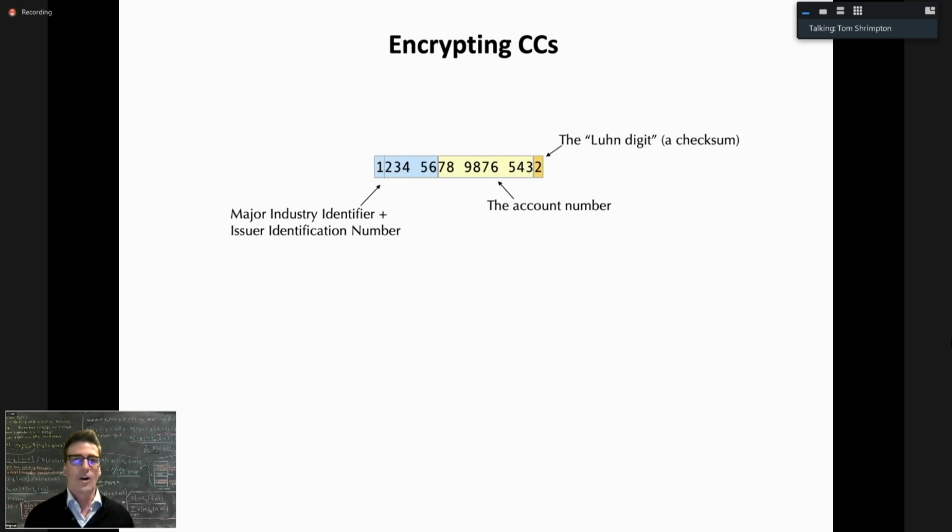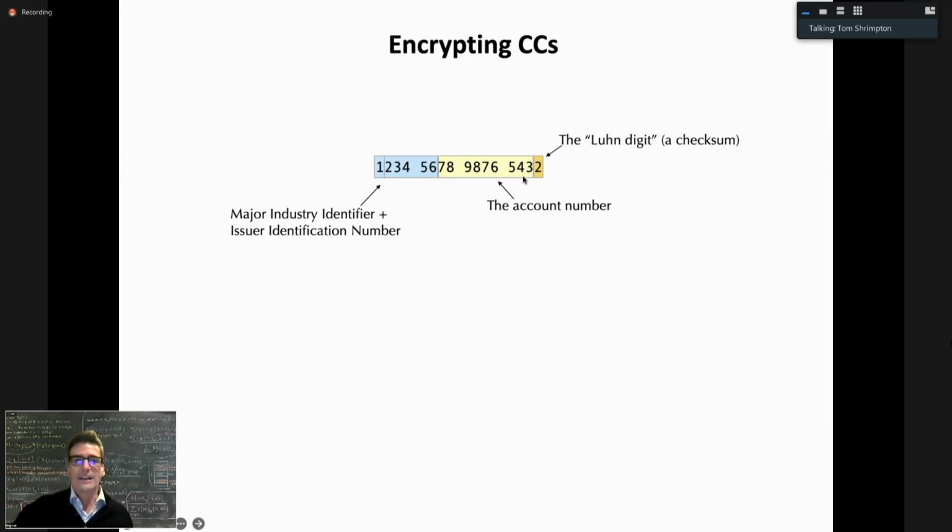So if you have a card from Visa, I think Visas all start with a 3, MasterCards are like 5-1, 5-2, 5-3, and so on. So depending on the card issuer, you get a different number up front. And depending on the industry, if it's a proper credit card versus a gift card or some other sort of card that you might get, all of that is encoded in this upper block of light blue digits up here.